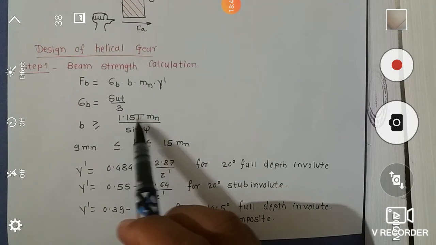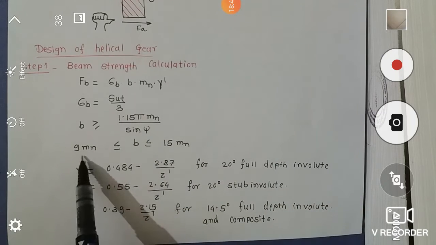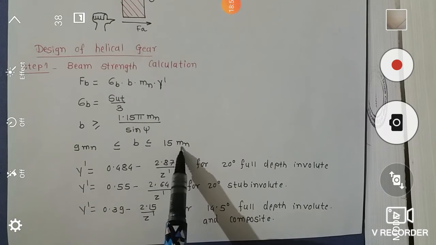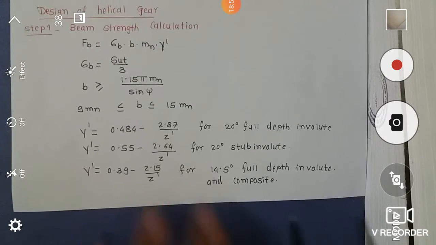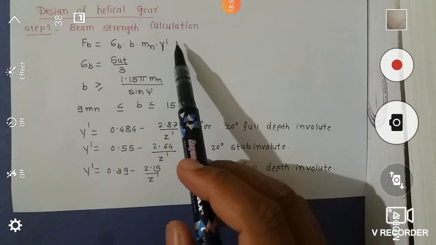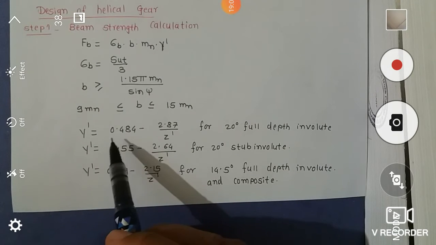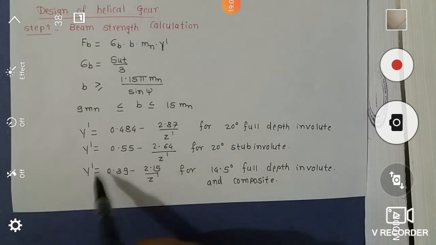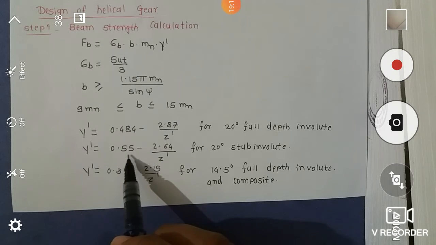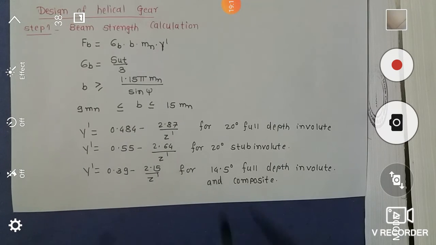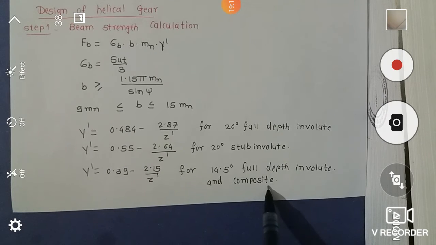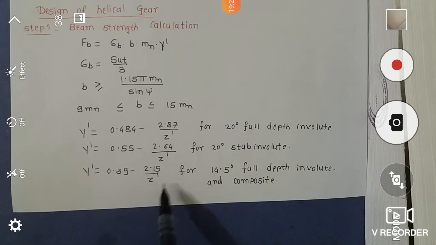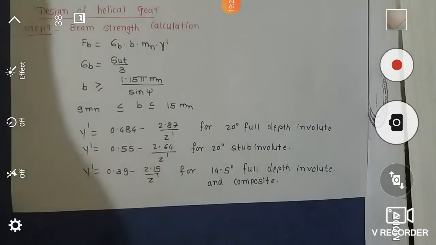B is greater than or equal to 1.15 pi into mn upon sin psi, or it is in this range, that is 9 times normal module is less than or equal to b is less than or equal to 15 times the normal module. And y dash is the Lewis form factor, and for calculating it, y dash is equal to 0.484 minus 2.87 upon z dash for 20-degree full depth involute. If 20-degree stub involute, then we use y dash equal to 0.55 minus 2.64 upon z dash. For 14.5-degree full depth involute and composite, y dash is equal to 0.39 minus 2.15 upon z dash. So this is the relation for calculating the bending strength.